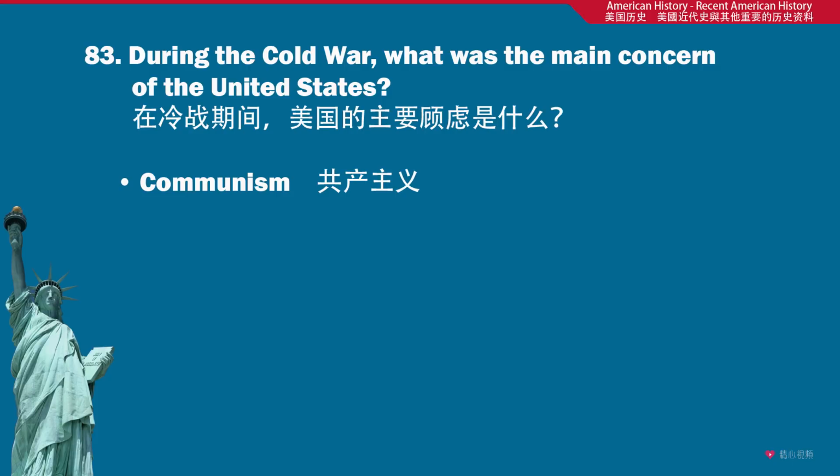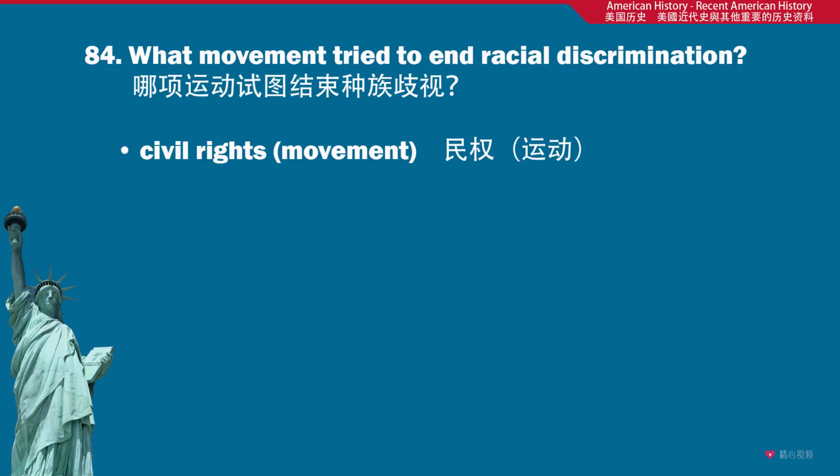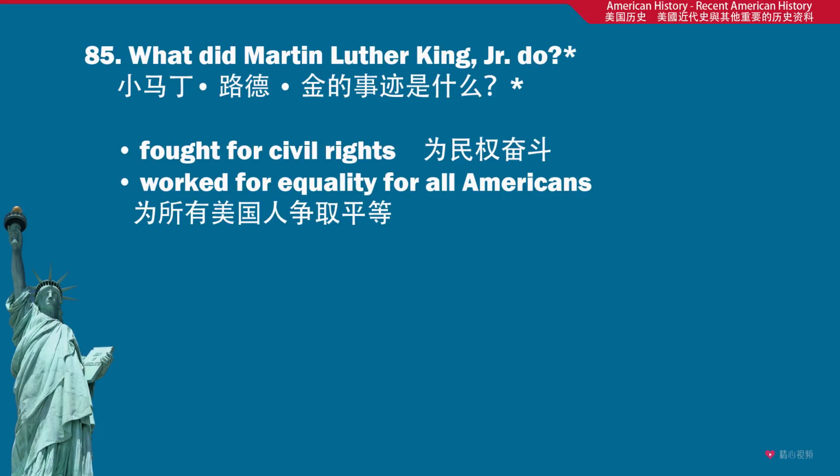During the Cold War, what was the main concern of the United States? Communism. What movement tried to end racial discrimination? Civil rights movement. What did Martin Luther King Jr. do? Fought for civil rights. Worked for equality for all Americans.